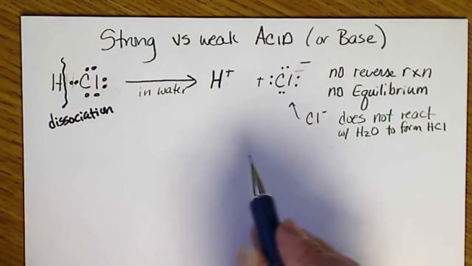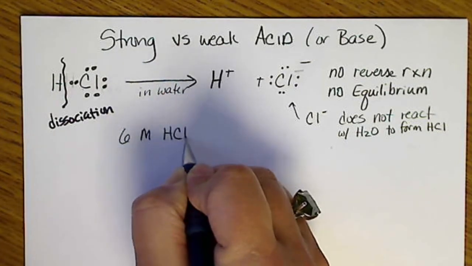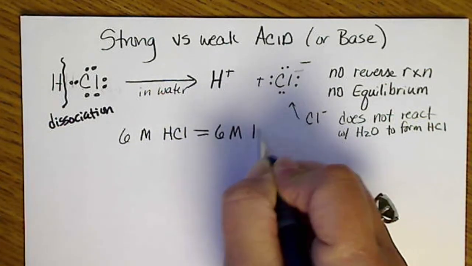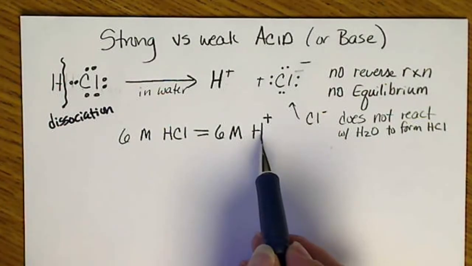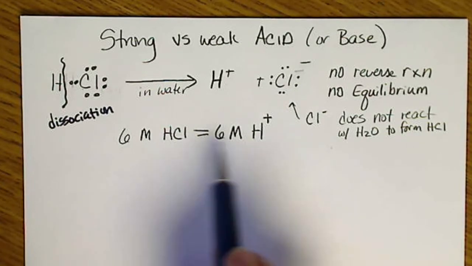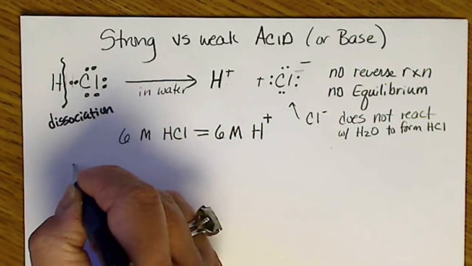This also means, more importantly, that 6 molar HCl means we have 6 molar H+. If you recall doing a pH calculation in an introductory chemistry class, the pH depends on the concentration of H+. So it's going to be very easy to do a pH calculation as long as we realize that we have a strong acid. It's a good idea to probably memorize the strong acids.